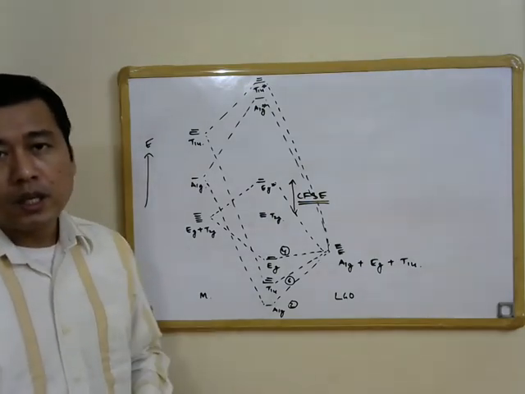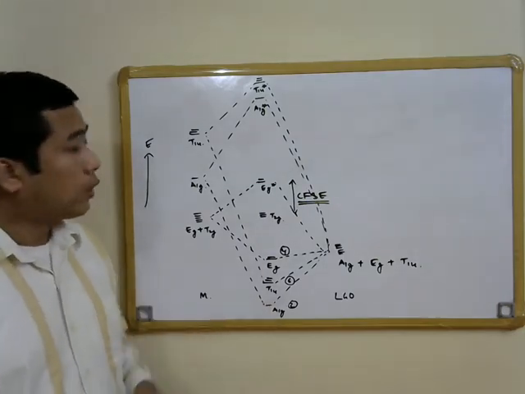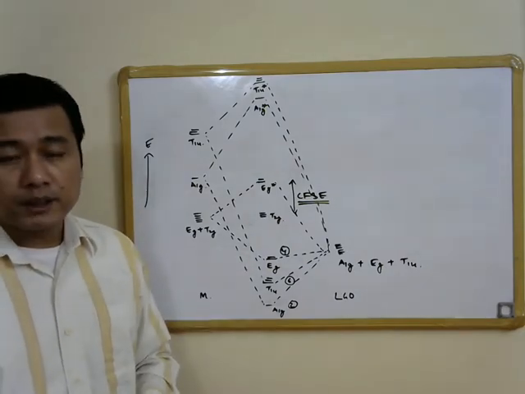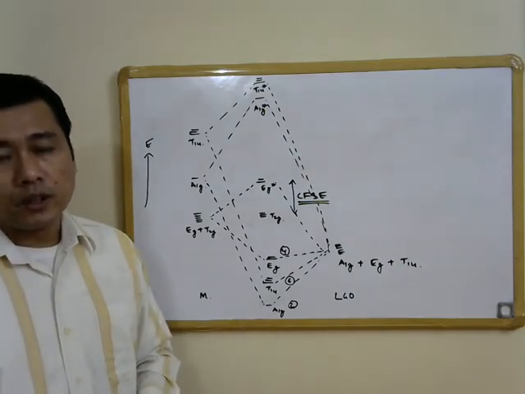Then we have seen how we can use group theory principles to draw molecular orbital diagrams for complex molecules, and we have taken the octahedral molecule as the example, and we have drawn the molecular orbital diagram for this octahedral molecule.